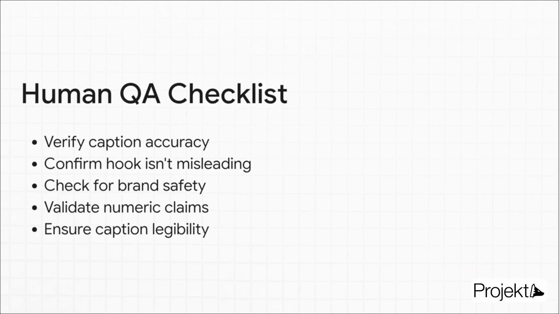So what does that human actually check for? All the critical details a machine might miss. You verify that captions are 100% accurate. You confirm the hook isn't misleading clickbait. You check for brand safety, validate any numbers that are mentioned, and make sure the captions are actually easy to read on a small screen.